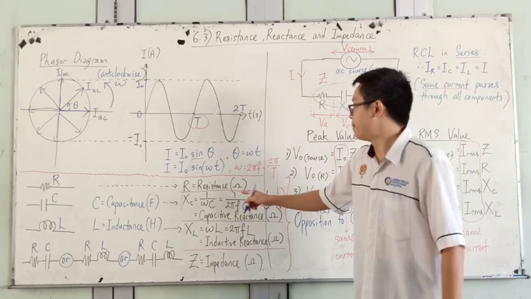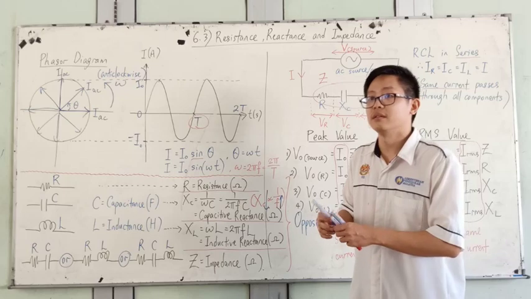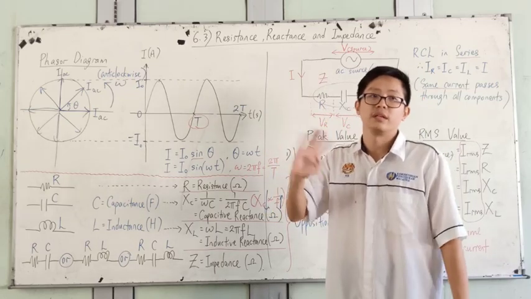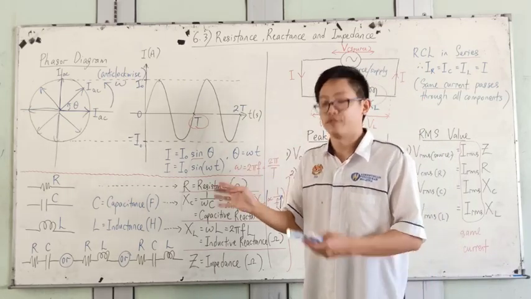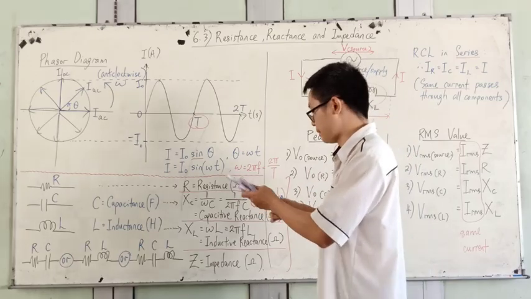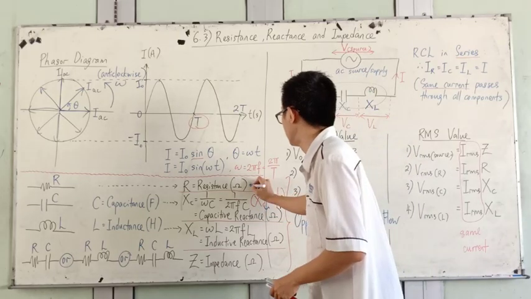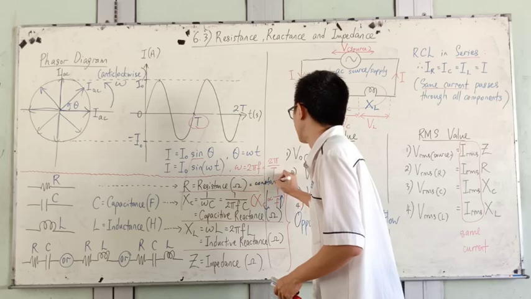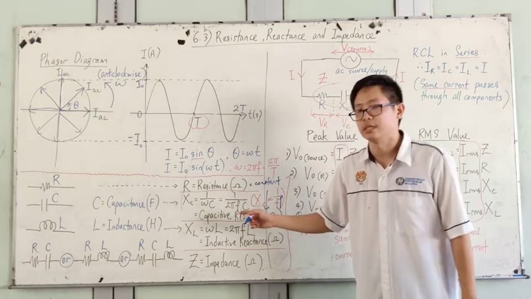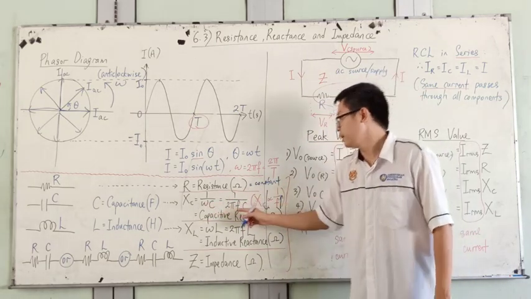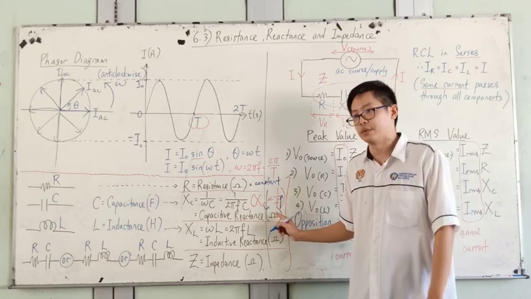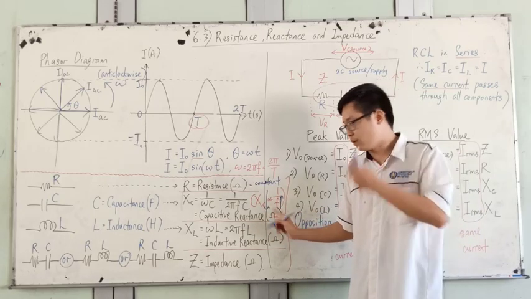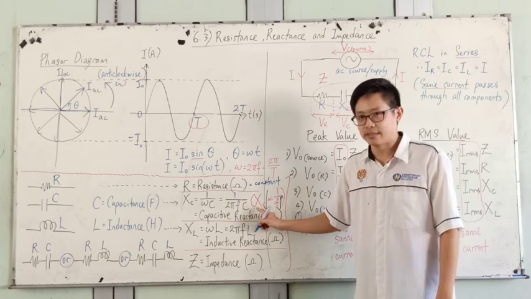Okay? But just now, the resistance is constant. It does not depend on frequency. For resistance, it is always constant. But for Xc, it is inversely proportional to frequency. Later we will learn more about this also, yeah? About Xc with frequency.